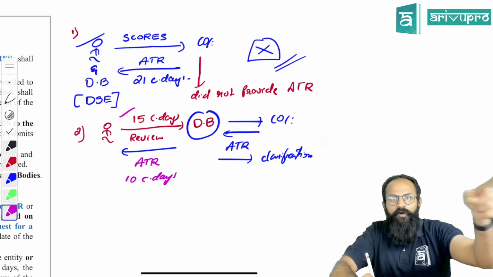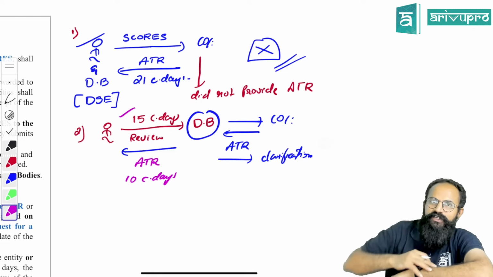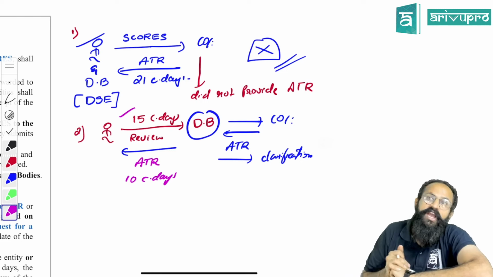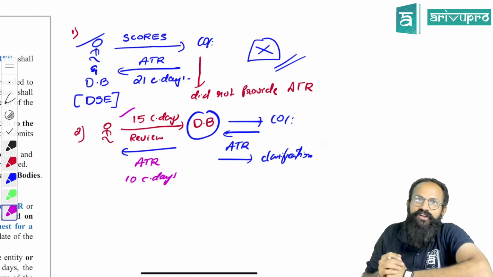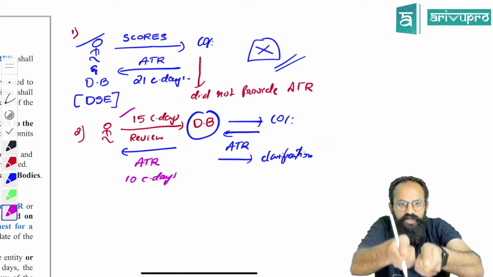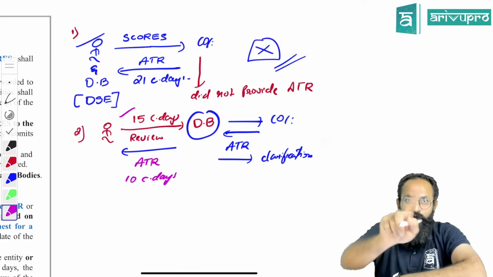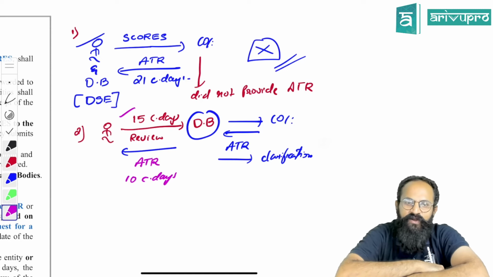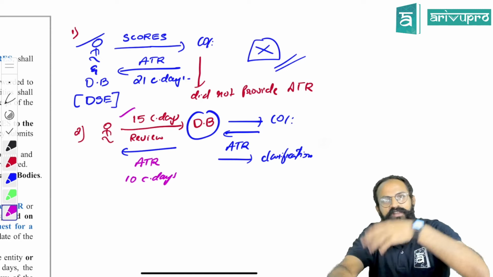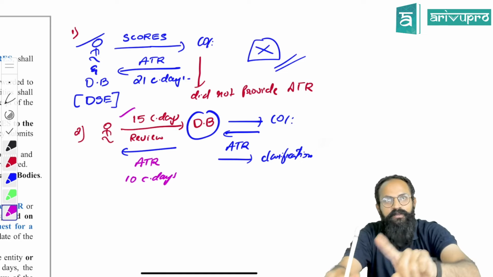Within that, the designated body, now what will happen? I will go and contact the company personally. I will ask the questions. I will get it resolved. Now I'll come and give you the action taken report. Now the investor will see whether he is satisfied or not. Understood? That's what they are telling you. They are trying to streamline the process.